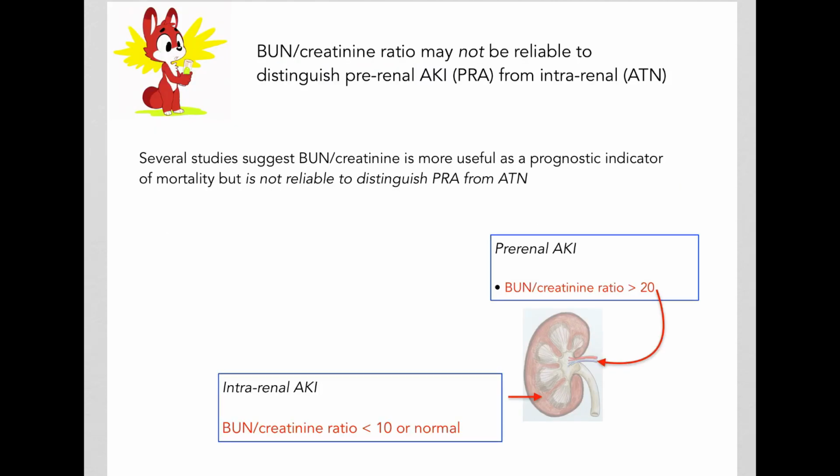It should be noted that although the BUN creatinine ratio has been used for a long time to distinguish PRA from ATN, several studies suggest that the BUN creatinine ratio is not reliable for distinguishing pre-renal AKI from renal AKI. These studies suggest that BUN creatinine is actually more useful as a prognostic indicator of mortality, but it should not be used to distinguish PRA from ATN.